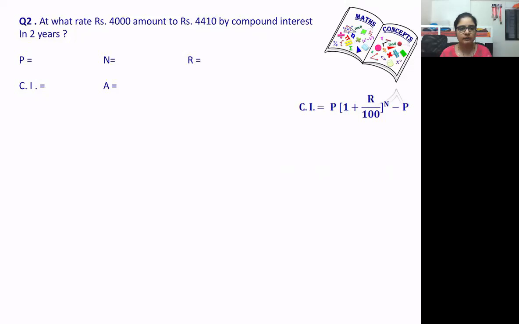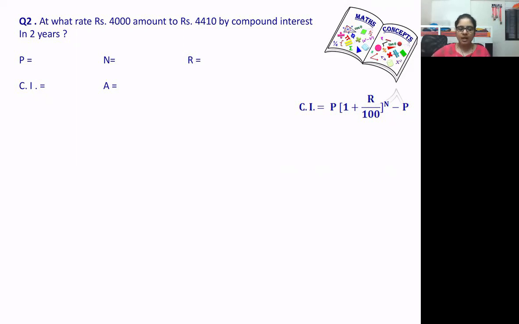Okay, second question. At what rate will rupees 4,000 amount to rupees 4410 by compound interest in 2 years? What does this question mean? They have given us the principal, and the money amounts to 4410, which means they have given us the amount. Principal and amount, and they have given us the number of years also. What they are asking is the rate of interest.